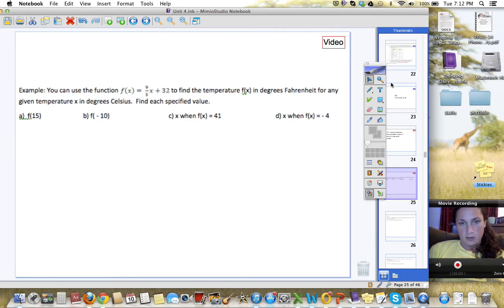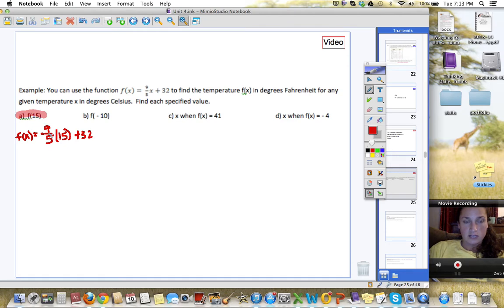I'm going to work on this whole page, so I'm going to highlight and I'll just change colors. So we'll stick with red for the first one. It says f of 15. Normally that's an f of x, but I'm replacing that x with a 15. So wherever there was an x, I'm going to plug 15 in for it. I'm still going to have f of x equals, that's what I'm trying to figure out. This is like y. What is my y when my x is 15? So I'm going to have 9/5 times 15 plus 32.